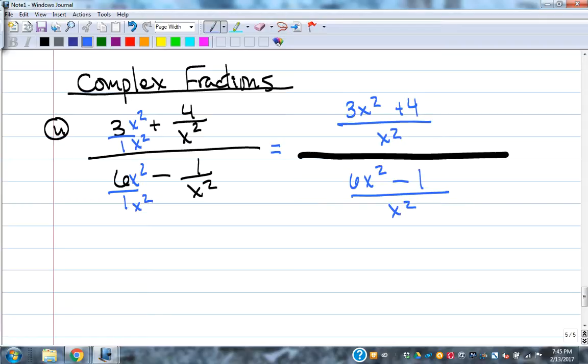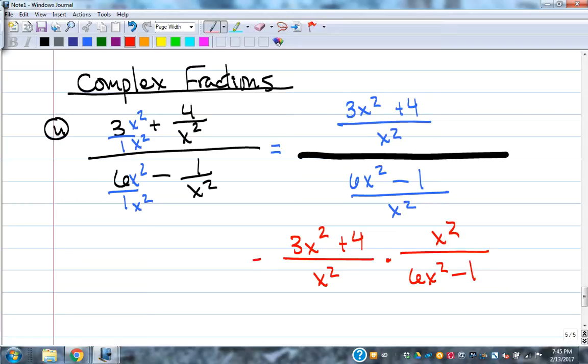Now, the fraction symbol stands for what operation? Divide. We're dividing two fractions. When you divide fractions, what do you do with the second one? Flip it and multiply. So if I do that, I've got 3x squared plus 4 over x squared times, flip it, x squared on top, 6x squared minus 1 on the bottom. And we're back to multiplying fractions again.